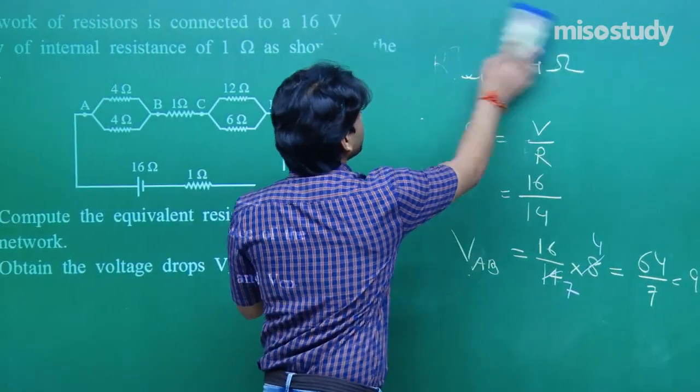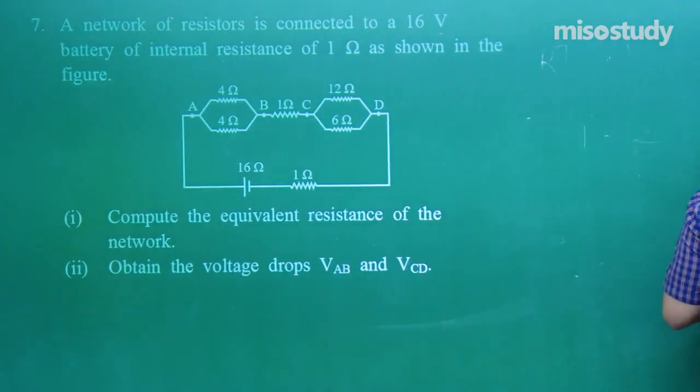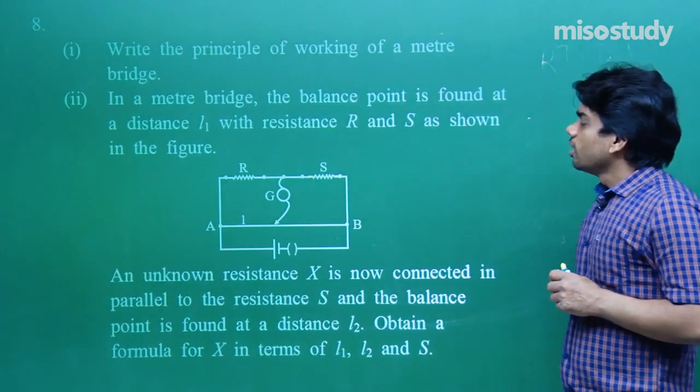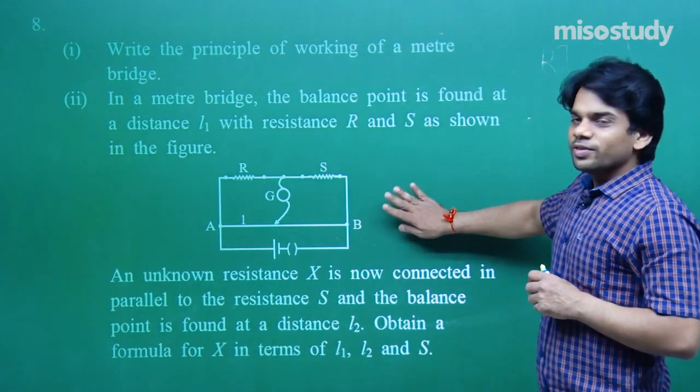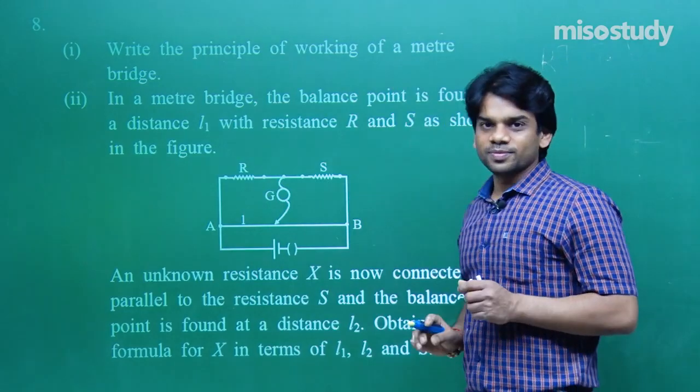CBSE questions are not too tough. If you know the concepts, you can easily solve them and you can score well. If you know the concepts of each chapter, you can easily solve questions based upon them. This one's question which I will show you how to do it. Write the principle of working of a meter bridge.